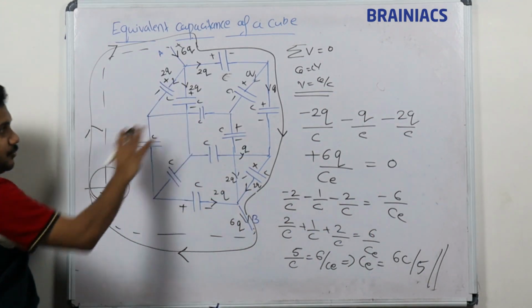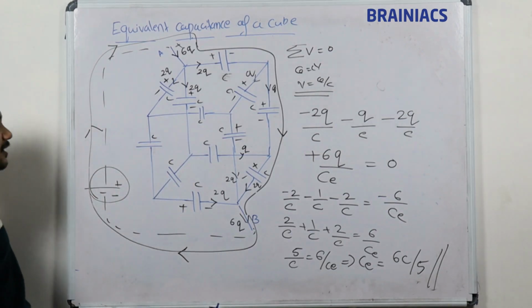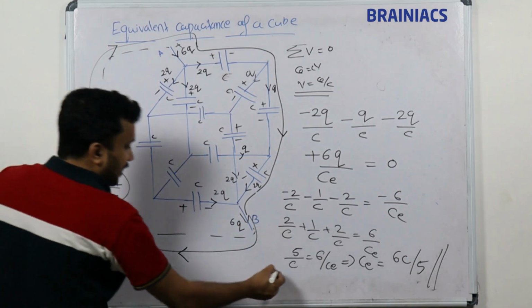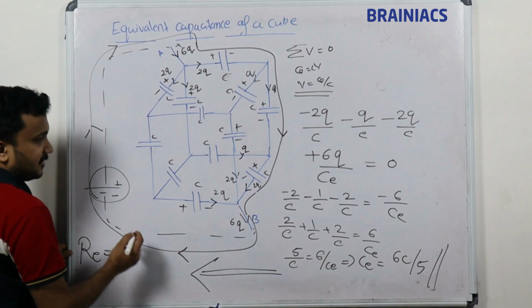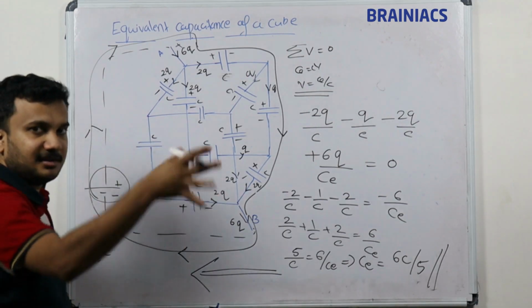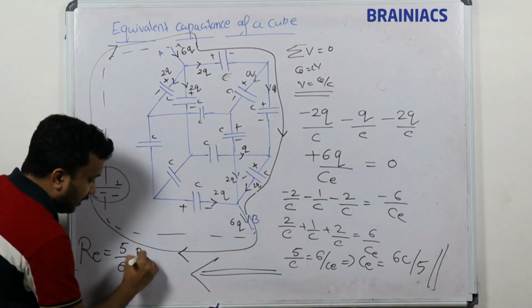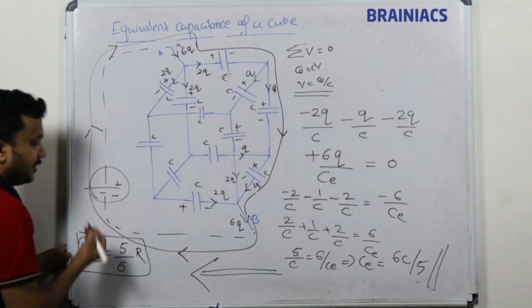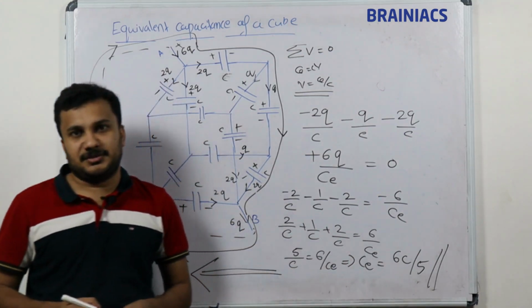If the same question is asking, if the capacitor is replaced with a resistor, then for the same case I am writing additional information. In that case, the equivalent resistance is the opposite, since capacitor and resistance are opposite. So you can write it as 5 by 6R. This is for equivalent resistor and this is for equivalent capacitance.